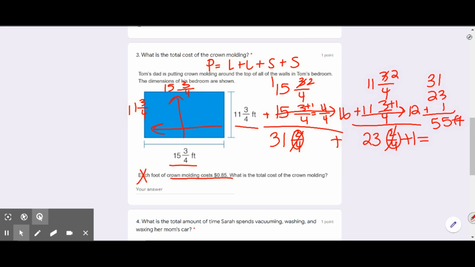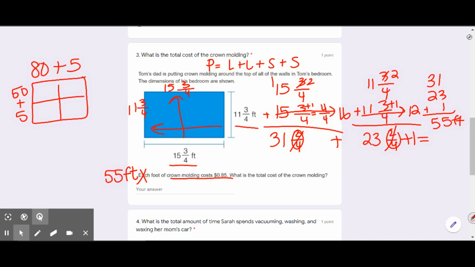So now we have to do our 55 feet and multiply it by the 85 cents. Now, if you don't remember how to multiply our decimals, I just treat it like whole numbers. So now it's going to just look like 80 plus 5. So 85 times 55, 50 plus 5. And then I'll add my decimal back in later.